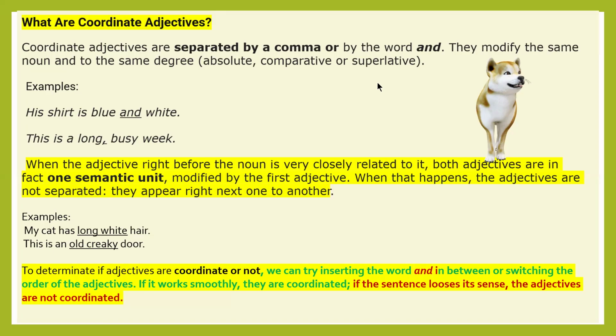To determine if adjectives are coordinate or not, we can try inserting the word and, which we have seen in the example, his shirt is blue and white, in between, or switching the order of the adjectives. If it works smoothly, they are coordinate. If the sentence loses its sense, the adjectives are not coordinate. If the sentence is not meaningful when you do this, then the adjectives are not coordinate.